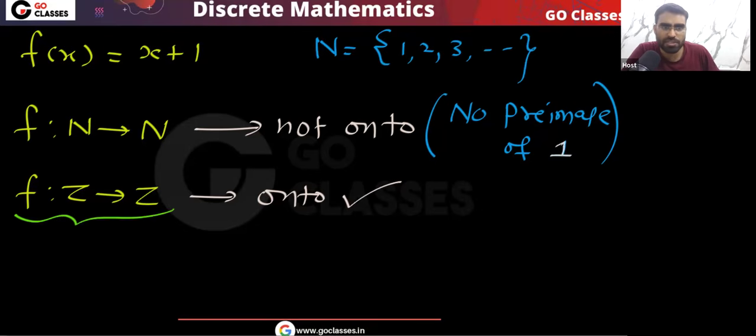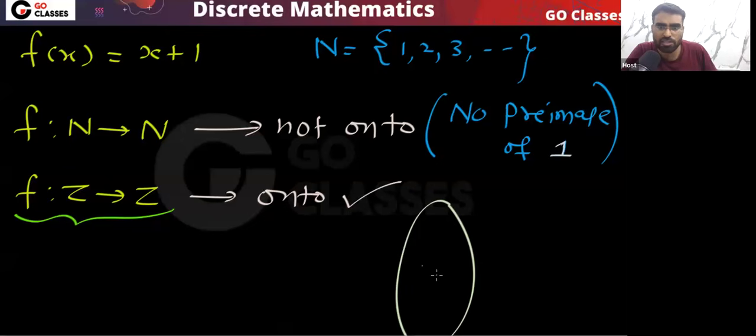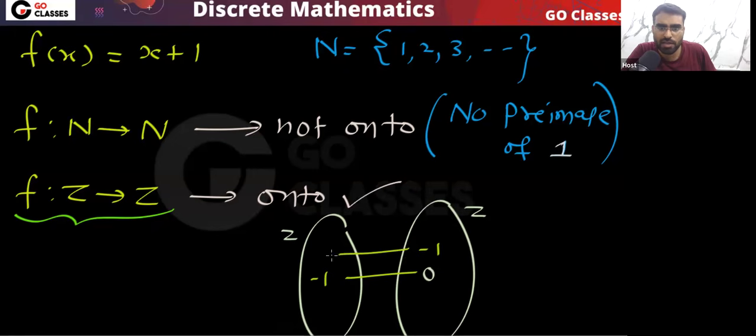But when you have integers to integers, this is onto. Why is this onto from integers to integers? Now every element has a pre-image. For example, what will be the pre-image of 0? Pre-image of 0 will be -1. What will be the pre-image of -1? That will be -2. What will be the pre-image of 1? That will be 0. What will be the pre-image of 2? That will be 1. What will be the pre-image of -2? That will be -3. Yes or no? Is this clear?